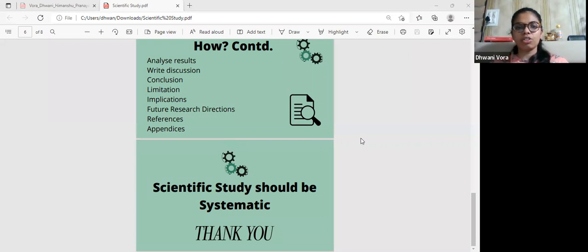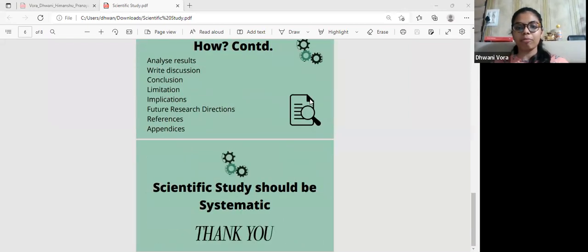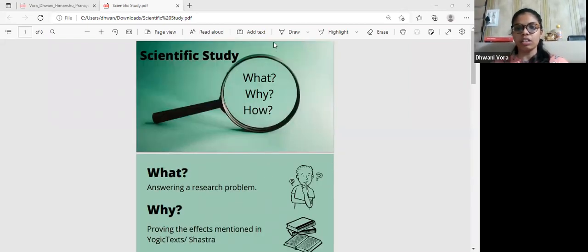Any other questions? Anything unclear? This is something very short I've made just for basic understanding, honestly. If you don't have any questions... What can we refer, Dhwani, to understand the research methodology better? Do we have any books? Actually, I have a hard copy of a book, but if I find any soft copy, I'll share it.